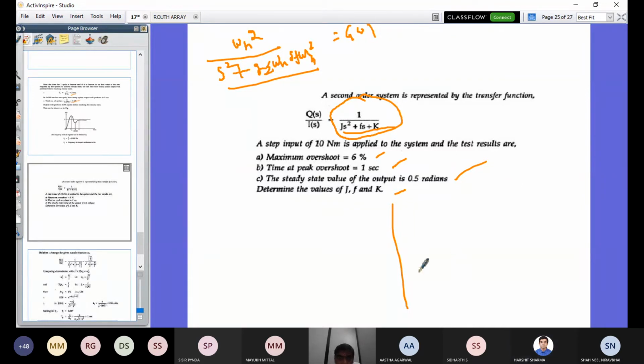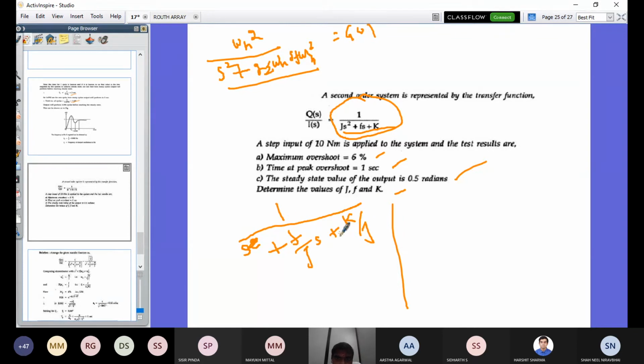No, sir. What do we have to do then? So we have to convert the denominator here. Yes, tell me, Siddharth. s square plus f by j into s plus k by j, that is, k by j into 1.